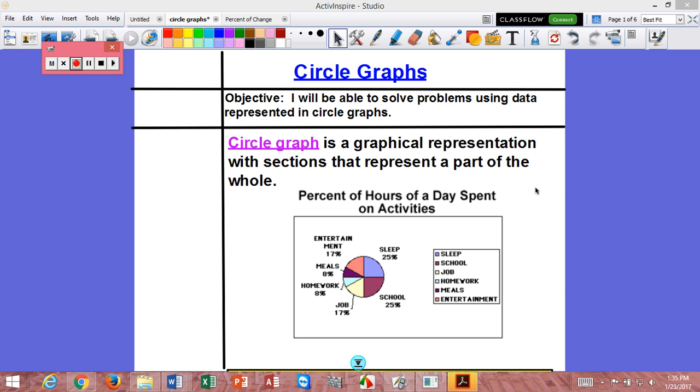Hey everyone! Alright, today's video is going to be about circle graphs. Your objective: I will be able to solve problems using data represented in circle graphs.